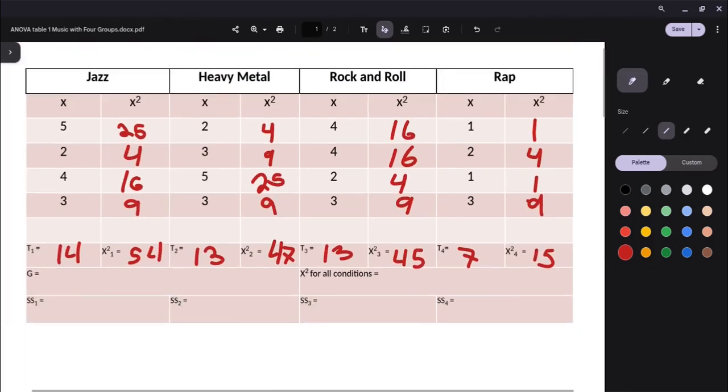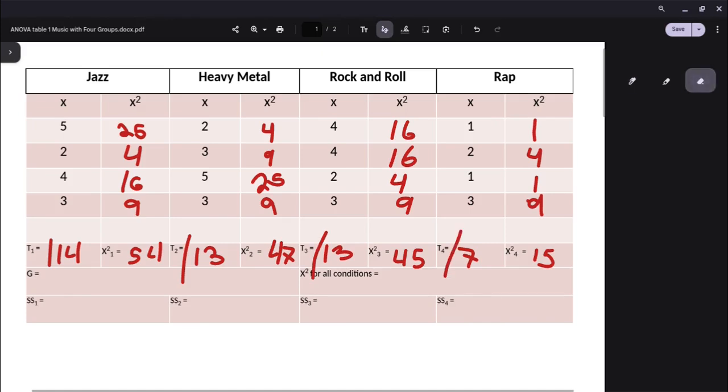Now we need to find our G, which is our grand total. And that's going to be easy. That's going to be each of our T values added together. So 14 plus 13 plus 13 plus 7, just to mark it so you can see it. That will be 47.